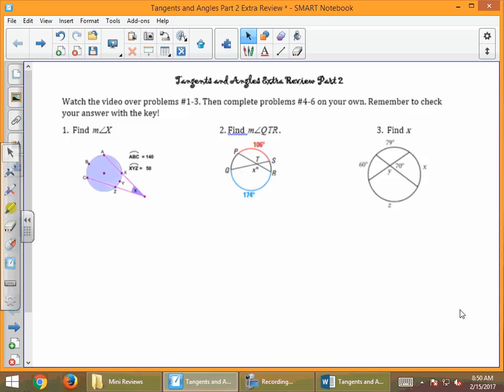Okay, so we take a look at this extra review, and we're going to do problems 1 through 3 together, and then you'll do 4 through 6 on your own. When you're done, make sure to check your answer with the key for those last 3 problems. So we look at number 1.